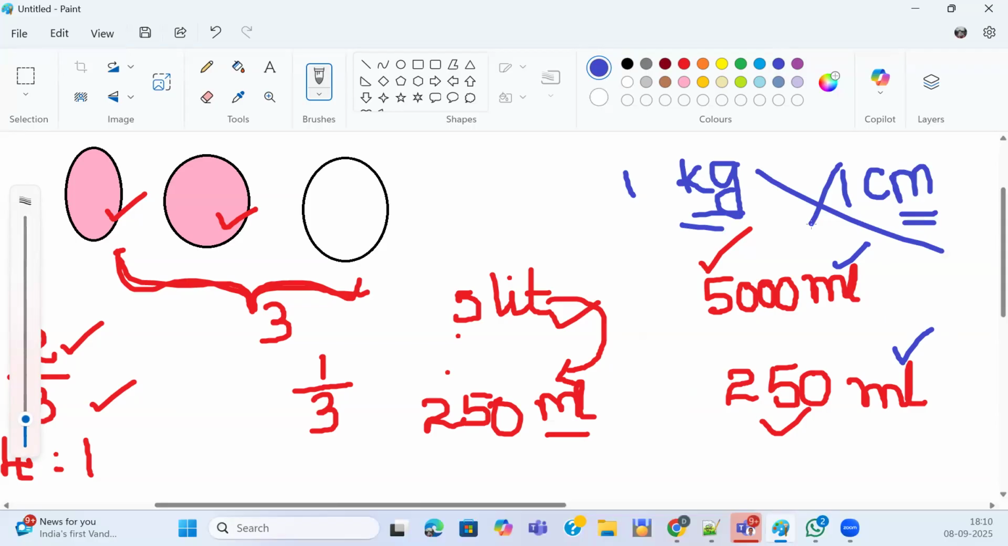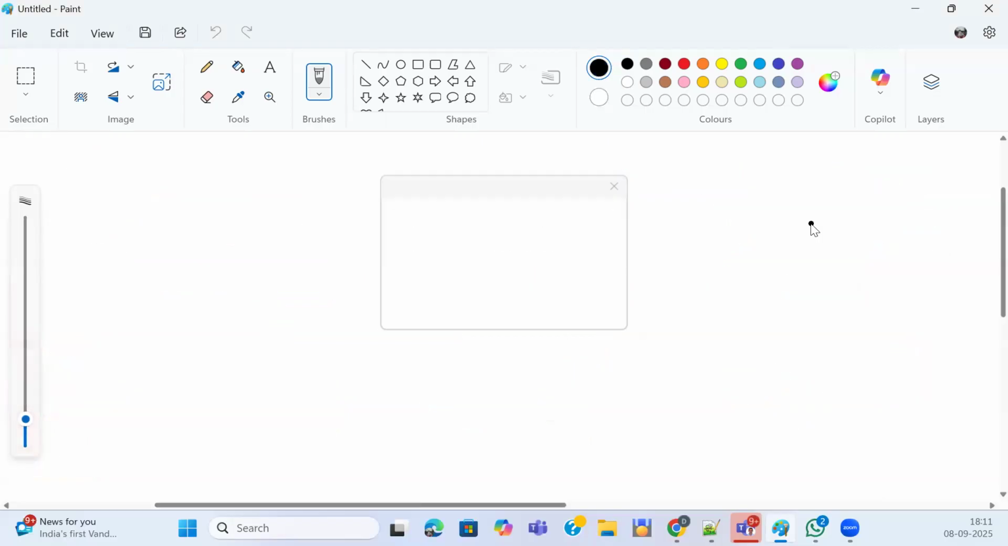Point number 1, what is the purpose of the ratio? The ratio's purpose is to compare things. What kind of things can you compare? The things which have the same units, those items you can compare. Are you clear? Everyone understood? Yes or no? Yes, sir. Ask your questions.